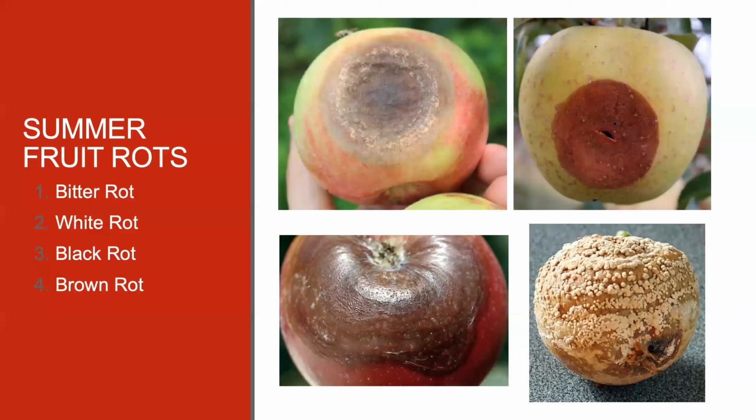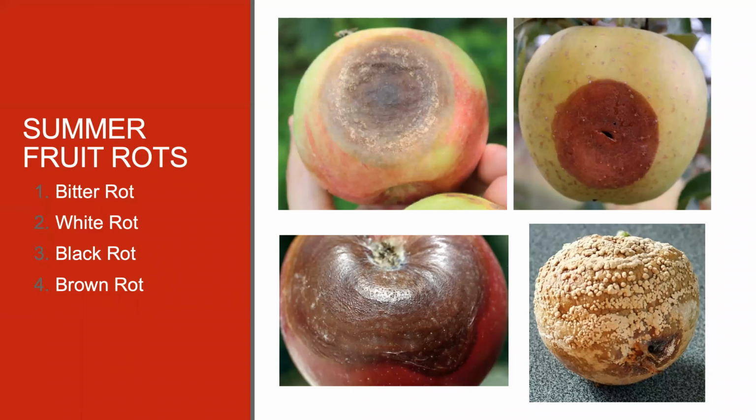In the Midwest and Northeastern US, 3 summer fruit rots, bitter rot, white rot, and black rot, consistently result in annual yield losses if they are not managed adequately. A 4th summer fruit rot disease is brown rot. Brown rot is considered a minor disease of apples. However, the disease is highly destructive on stone fruit. We will cover brown rot in the stone fruit diseases module.